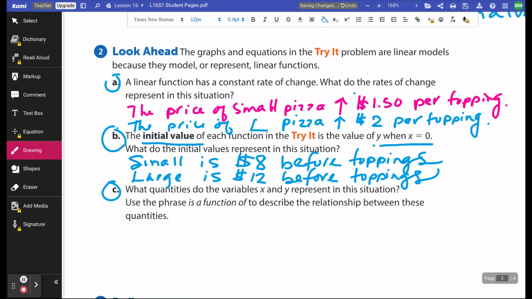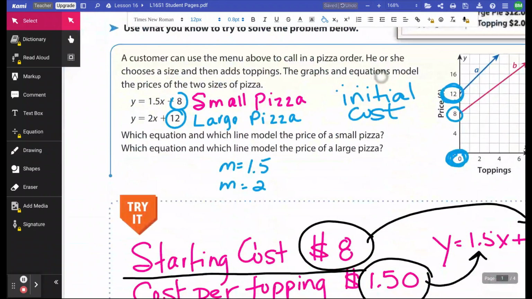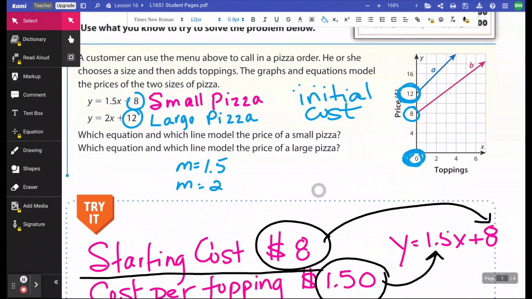Okay, so let's look at C. What quantities do the variables x and y represent in this situation? So let's stop here and answer this part of the question. Let's go back up. What do x and y represent? Well, let's look at the graph. The graph usually tells us exactly what x and y represent.